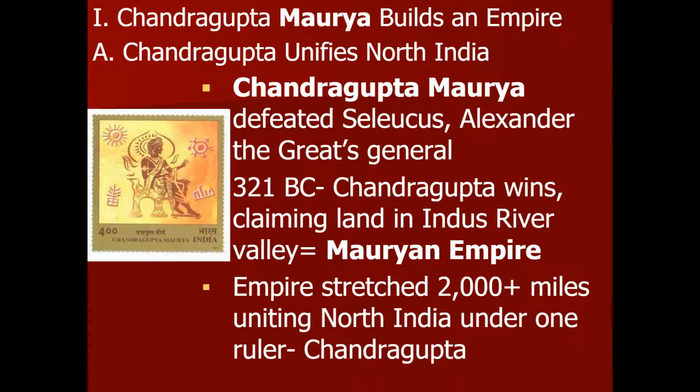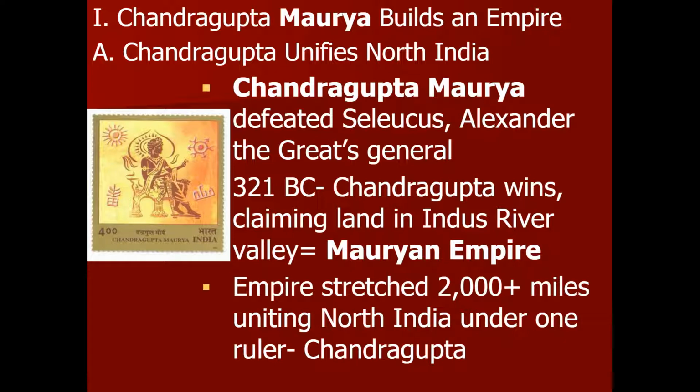So first, we're going to talk about Chandragupta Maurya, and he builds an empire. This empire will be called the Mauryan Empire. He unifies northern India, and he defeats Seleucus. Right, this is one of Alexander the Great's generals. This is in 321 before Common Era, and Chandragupta wins, claiming land in the Indus River Valley, and he builds what becomes known as the Mauryan Empire.